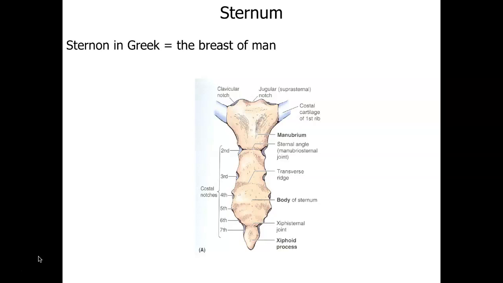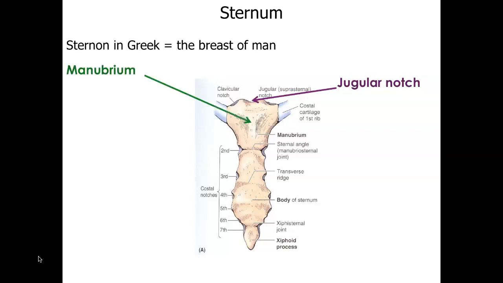So the word sternon in Greek actually means breast of man. But the sternum itself kind of looks like a sword. At the very top, we have the jugular notch. So if you take your hand, kind of go down the center of your neck until you hit a harder surface, that's going to be your jugular notch right there.